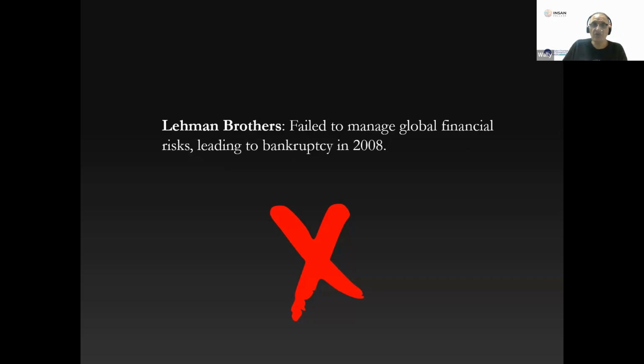Lehman Brothers failed to manage global financial risks, leading to bankruptcy. Lehman Brothers was one of the richest banks, and it failed because it was unable to manage the portfolio of money that had been invested with it. People started looking for their money and their interests, and Lehman Brothers was driven out of business.